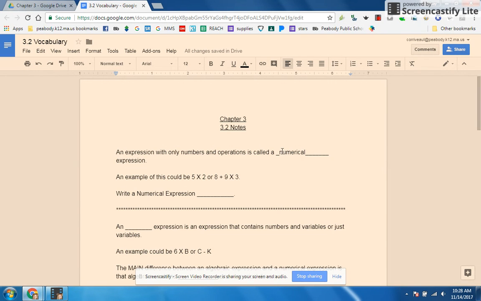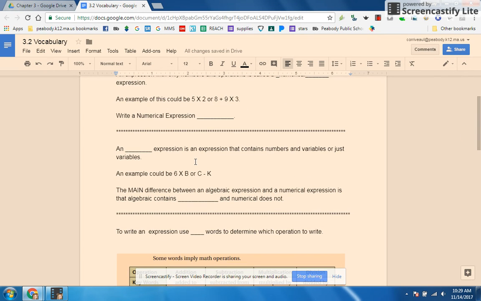So I remember this because numerical starts with N-U-M, and so does the word number. So that's how I remember it. So an example of this could be 5 times 2 or 8 plus 9 times 3. So any type of math problem that only has numbers. So I want you to take a second and come up with your own example and write it here.